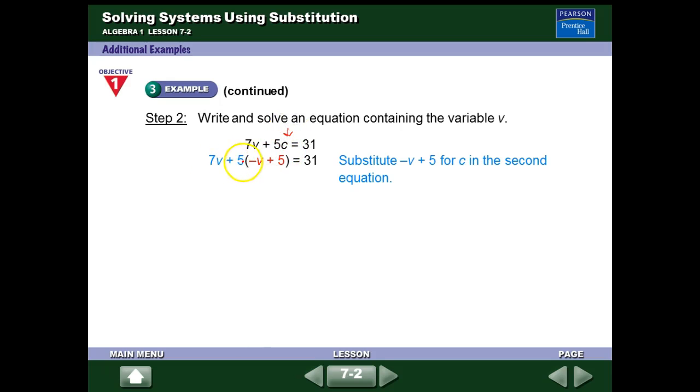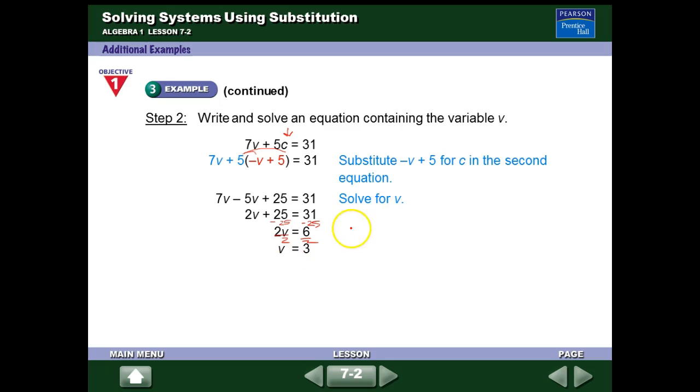So I can take my second equation and wherever I had a C, plug in my negative V plus 5. So I have 7V plus 5 times negative V plus 5, so I need to distribute this 5 to both. And I'm going to get negative 5v plus 25 on the big rainbow. Combine your like terms. 7v minus 5v gives you 2v plus 25. And then we need to subtract 25 from both sides. We get 6 divided by 2. V is going to equal 3.